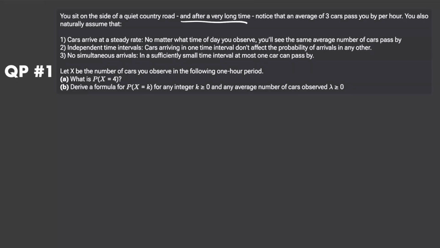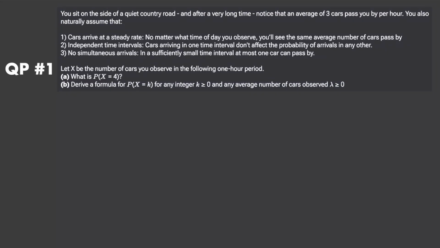So you've been sitting at this road for a very long time, but now in the next hour we're going to observe cars, and we're going to let x be the number of cars that you observe in that hour. So it's asking us first, what is the probability that the number of cars that pass us by is equal to 4? And then in part B, we're just going to generalize what we find in part A, and that'll give us the PDF of the Poisson distribution.